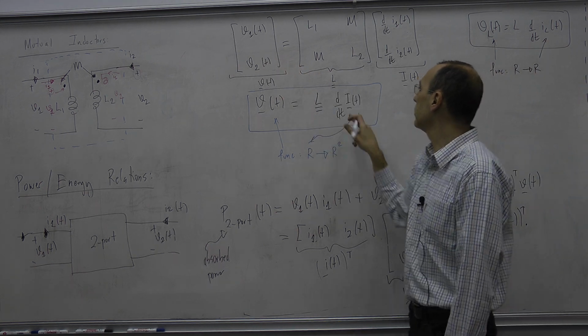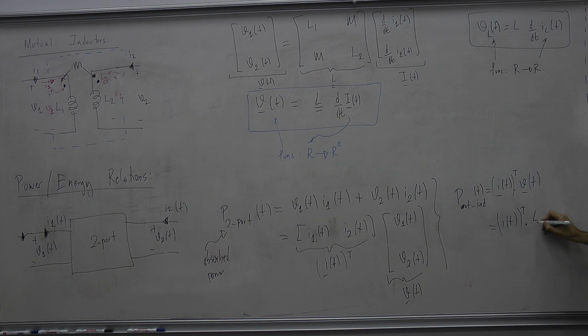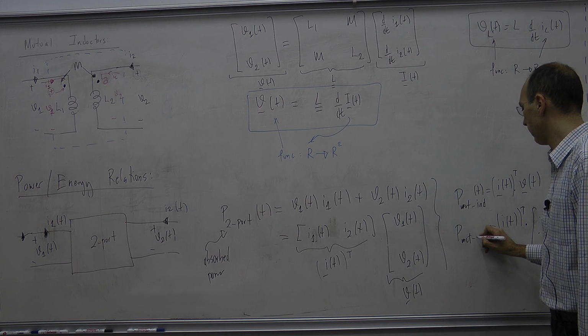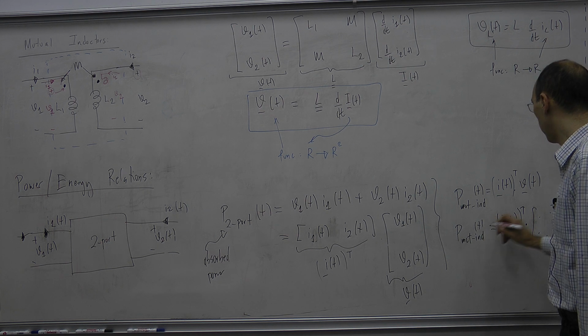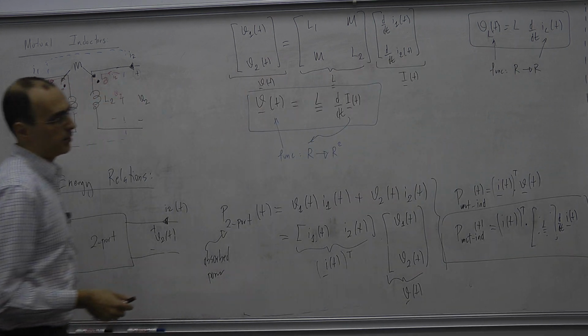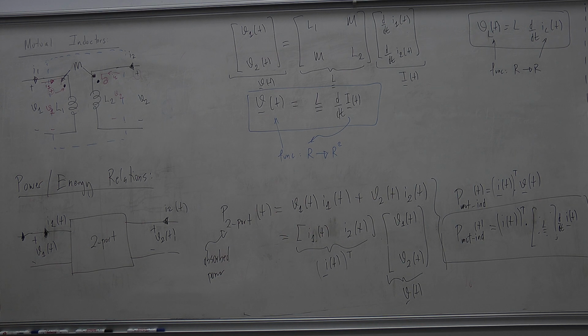V is equal to L times the derivative of I. So I have this matrix and the derivative of I is present. So this is the instantaneous power for the mutual inductor. So this is my L matrix. So that is it. Now here's a question.